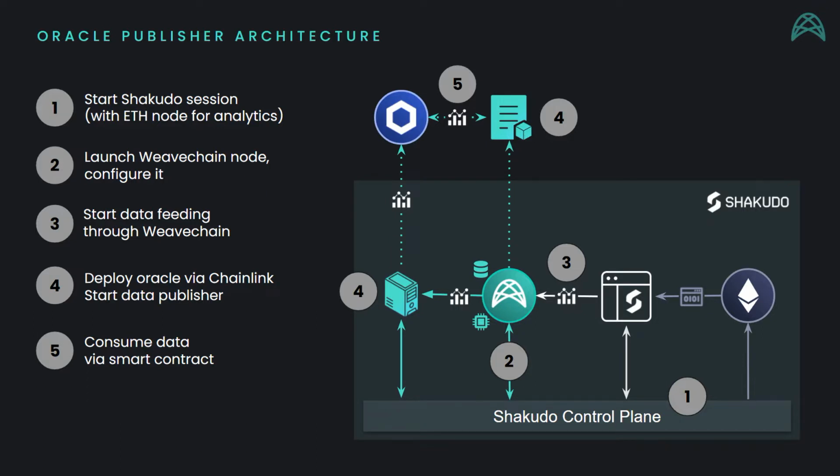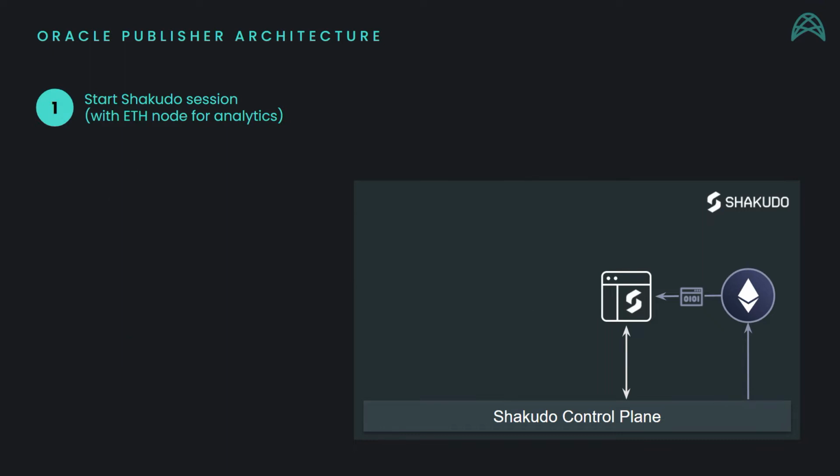Let me give you a brief overview of the process before we show it to you live. We'll start with an empty Shakudo control plane that is conveniently connected to an Ethereum node that Shakudo runs for its clients. We'll launch a session with an interactive Jupyter notebook and write our fancy analytics function that reads Uniswap pool data from the Ethereum node.